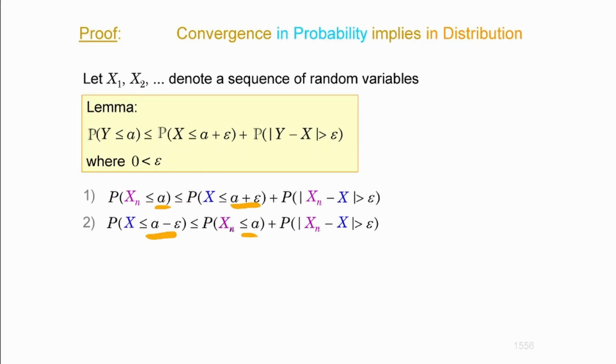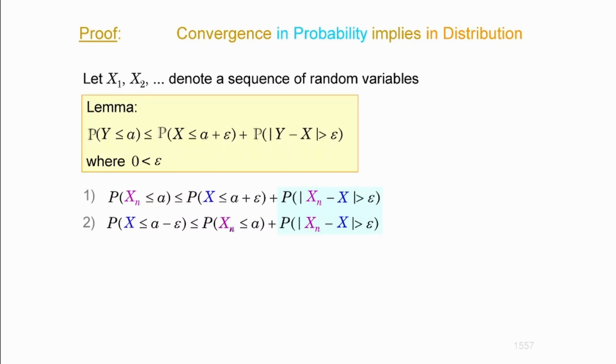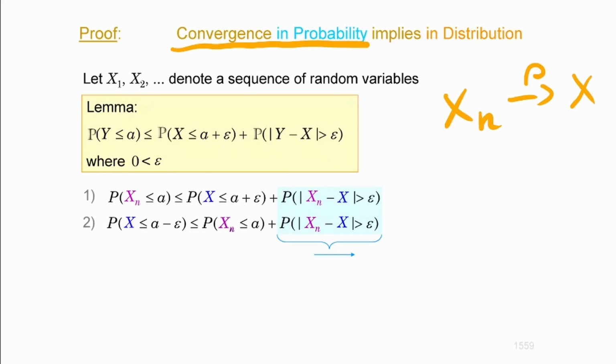a plus epsilon minus a is epsilon. That's true. And a minus, in brackets, a minus epsilon is also going to be epsilon as well. So that's all that matters. Now, those two probabilities converge to 0 if you have convergence in probability. So we assume that the sequence converges in probability to x.